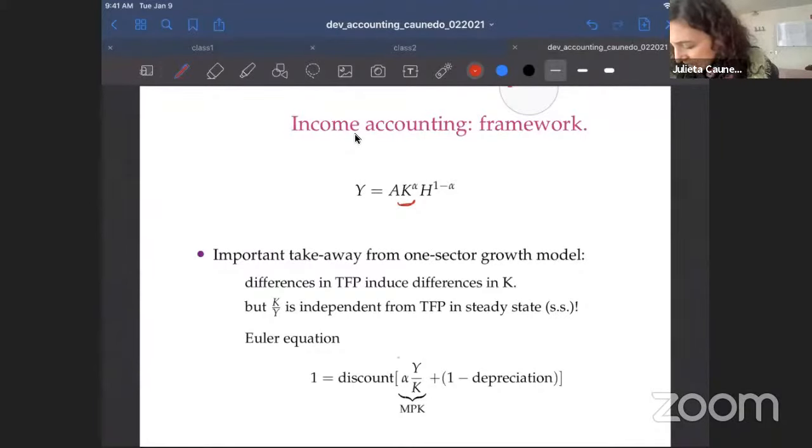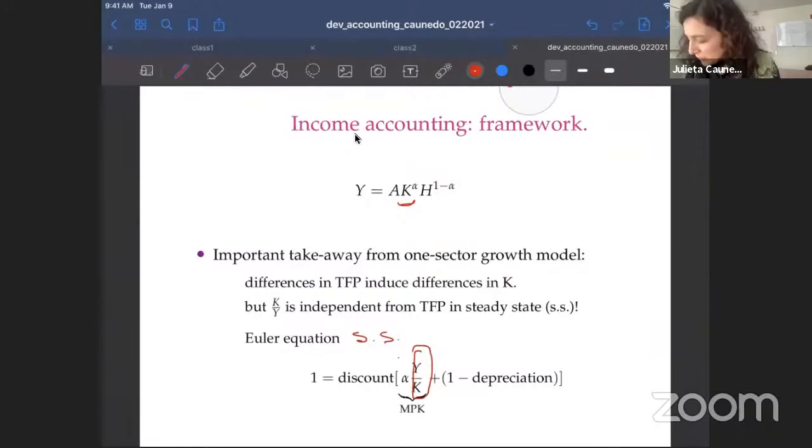And it just says that the capital output ratio, or the inverse of the capital output ratio, which is the object that you have here, okay, is gonna be a function in steady state. So this is the Euler equation in steady state. The capital output ratio is gonna be a function of parameters. So it's gonna be constant and independent of TFP.